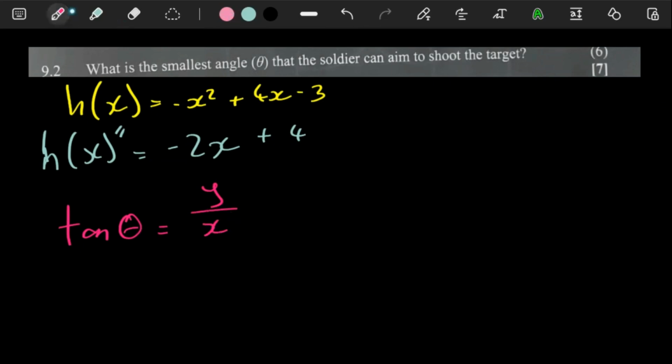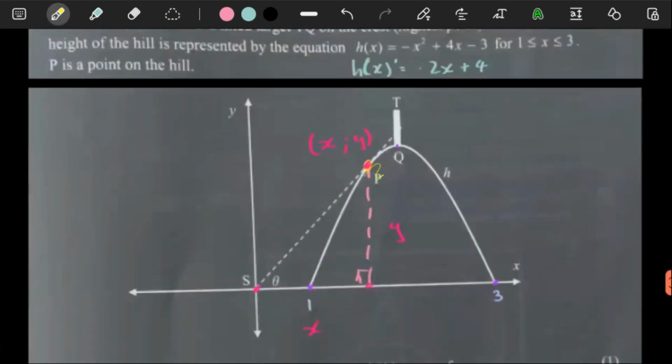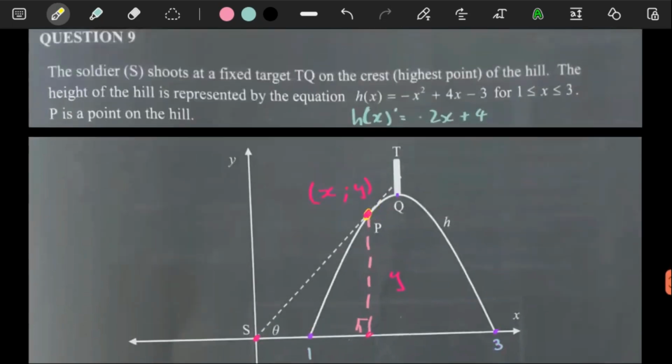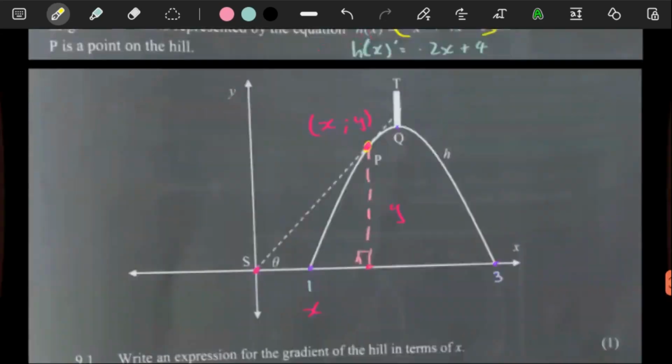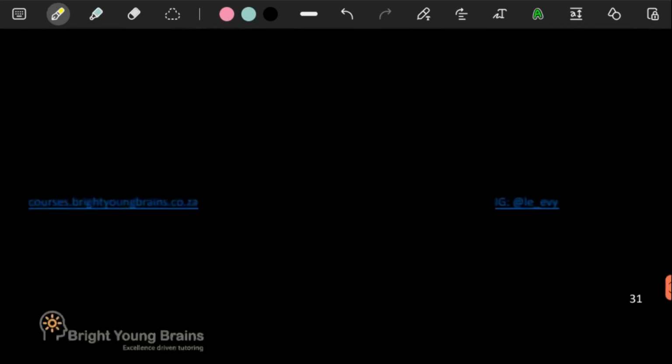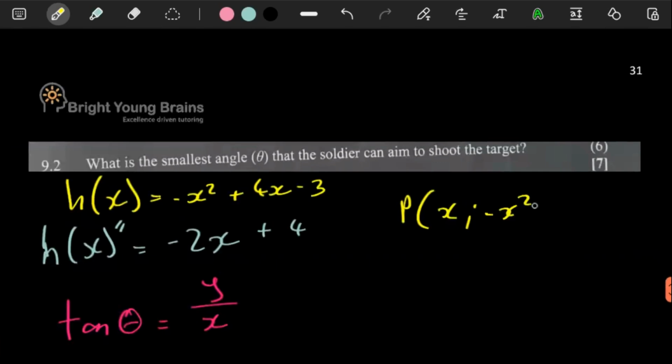Now the big idea here is the coordinate of P, specifically the x value and the y value. We know that we can get it from the equation of our parabola. Literally, whatever x value P has, the y value is going to be negative x squared plus 4x minus 3. Because remember, P is an x value and a corresponding y. So what we're saying is, if you throw this x value into the equation, this is what the y value is going to come out as. That's the logic behind what we're saying.